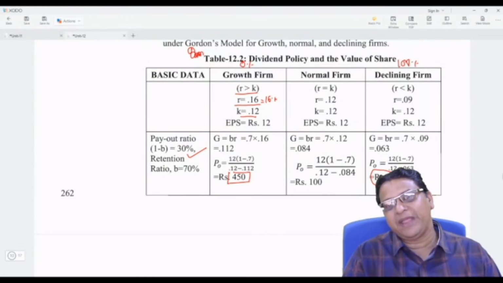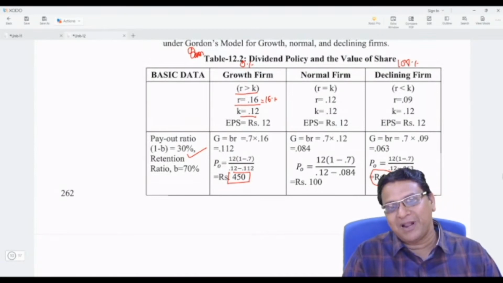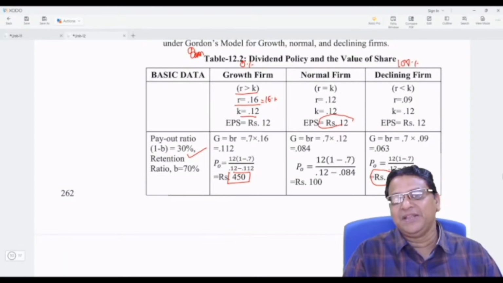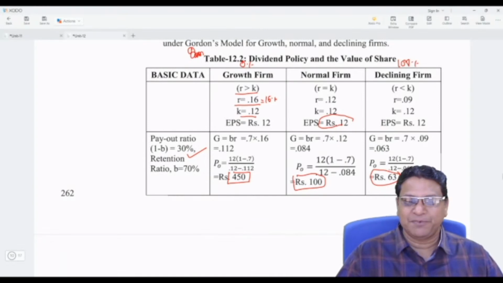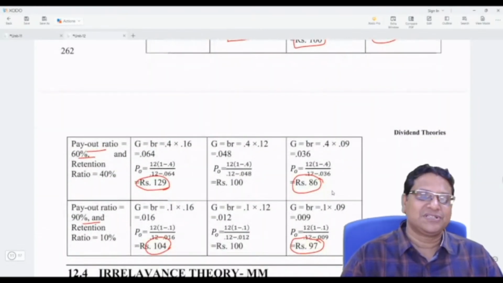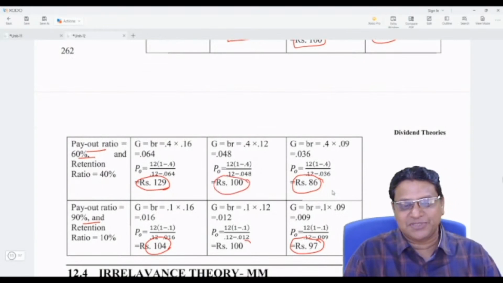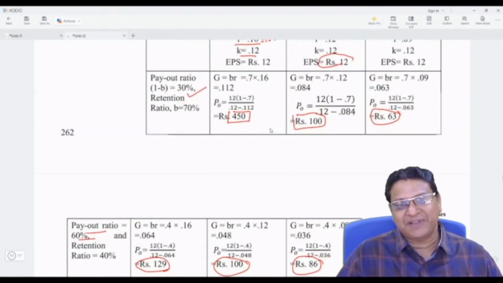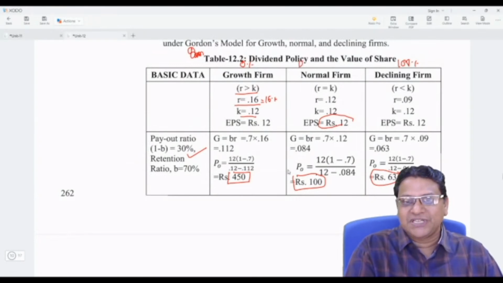Decline firm should pay more and more dividend. And what is the case of normal firm? In case of normal firm, you see in every case the firm value is equal to 100. Second case, the payout ratio is 30%, it is 100. If payout ratio is 60%, it is 100. If payout ratio is 90%, it's 100. It means the dividend policy does not affect the value of the firm. In this case, dividend policy is irrelevant.